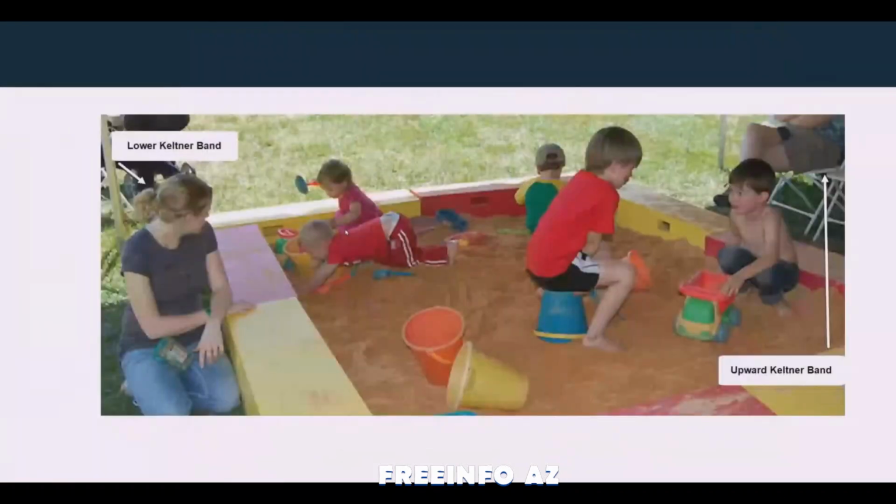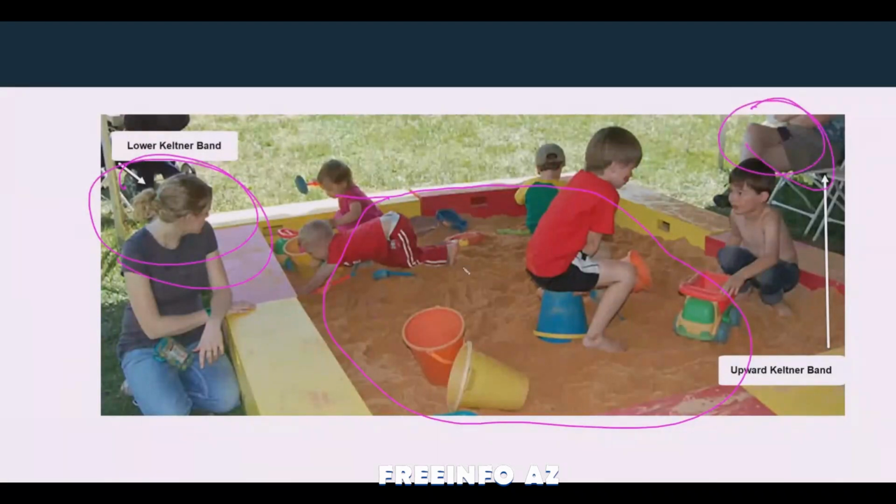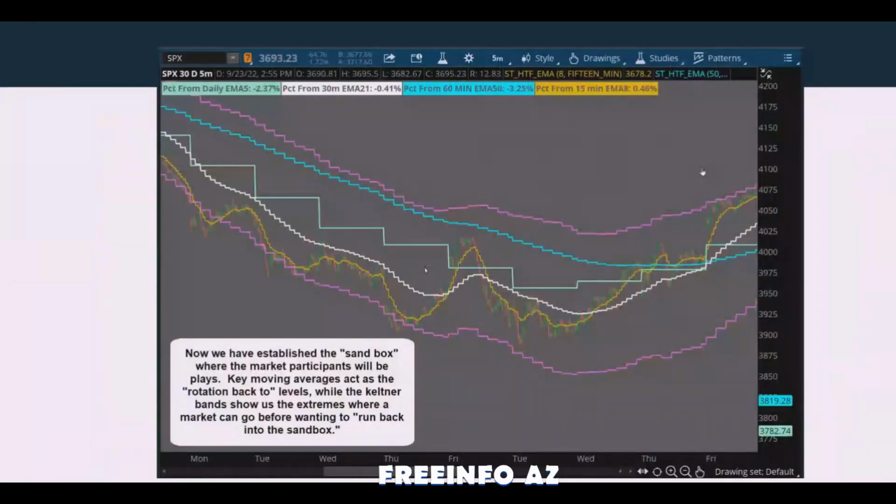What I look at here is the concept of the sandbox. This is where price is contained: this is the lower Keltner channel, and this is the upper Keltner channel, and price stays in between those for the most part. That gives us a nice visual. Again, it looks like all these squiggly lines, but now we can see in one shot the Keltner channels, which gives us the maximum band that we're going to go to.